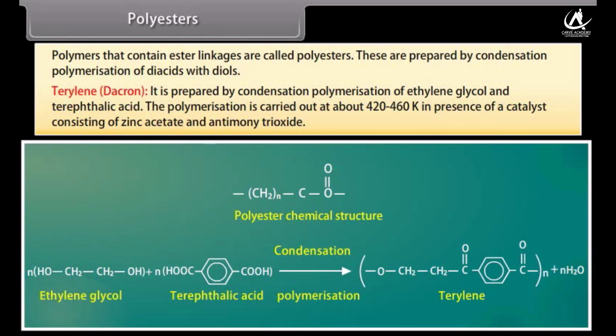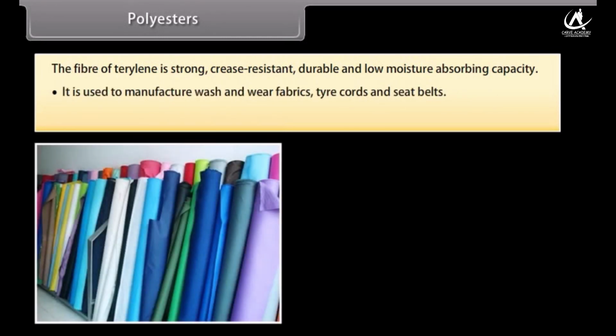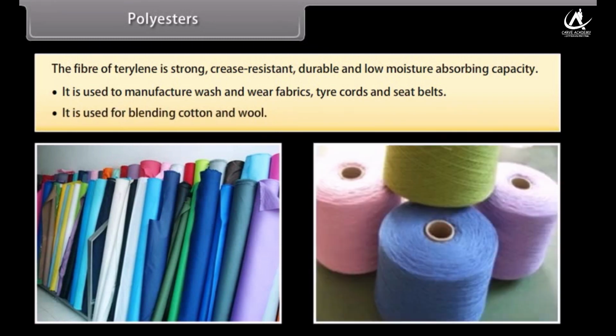The polymerization is carried out at about 420 to 460 K in presence of a catalyst consisting of zinc acetate and antimony trioxide. The fiber of terylene is strong, crease-resistant, durable, and has low moisture-absorbing capacity. It is used to manufacture wash and wear fabrics, tire cords, and seat belts. It is used for blending with cotton and wool to provide better finish and increase their resistance to wrinkles and wear and tear.